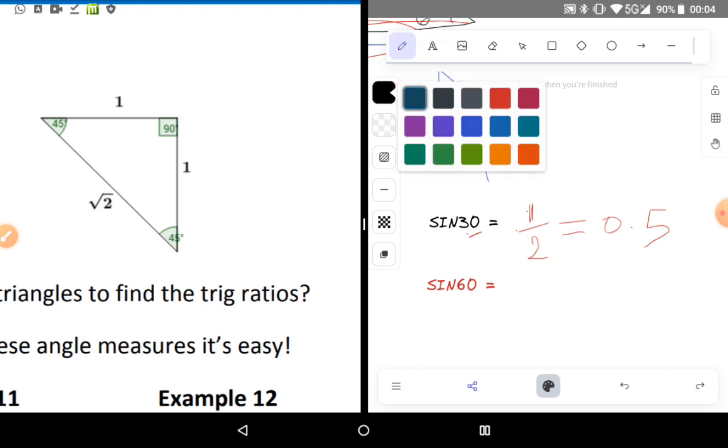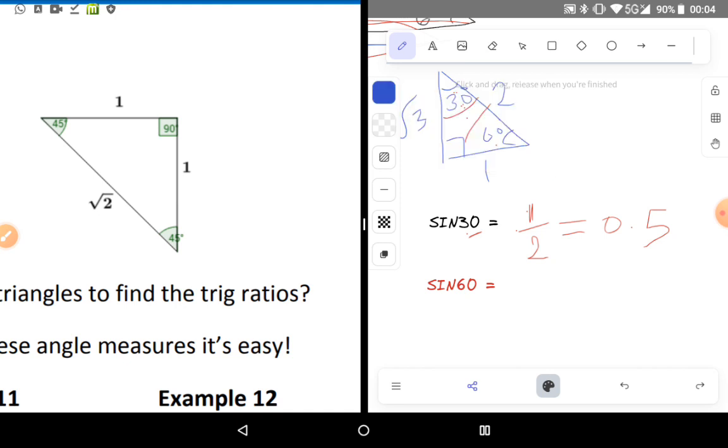We already know that to get sine 60, what we have to do is opposite over hypotenuse. Now I'm working with angle 60. What is the opposite? The opposite of angle 60 is root 3 here. So I have root 3 over the hypotenuse, which is the longest side, which is 2. So here I have root 3 divided by 2. By the time I punch it into my calculator, it will give me the final result. So there's not much problem in getting any value of a trigonometric ratio.